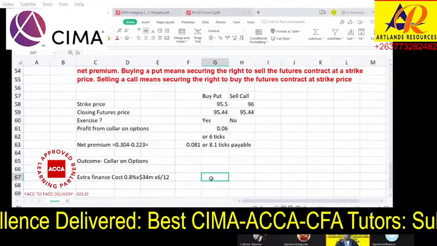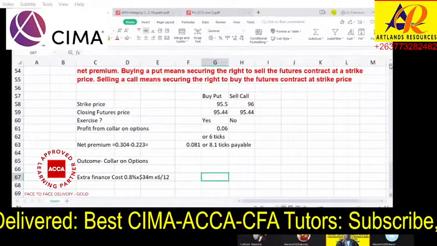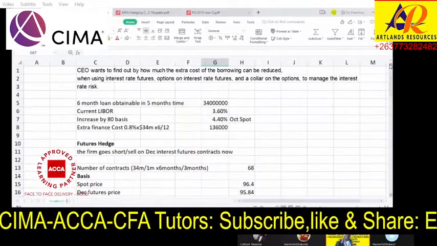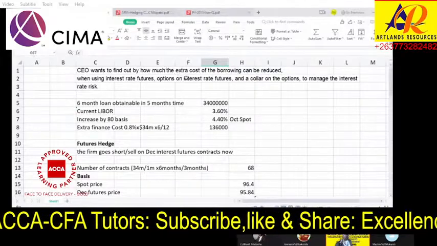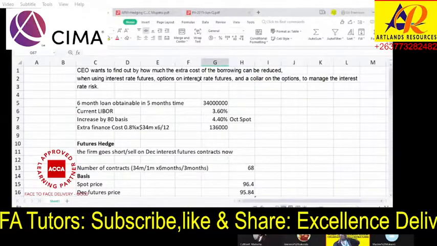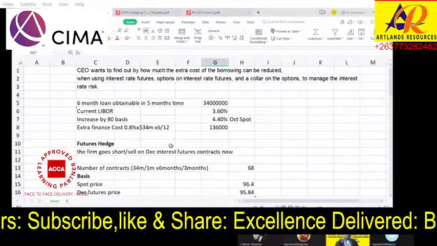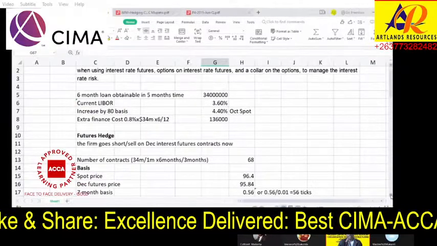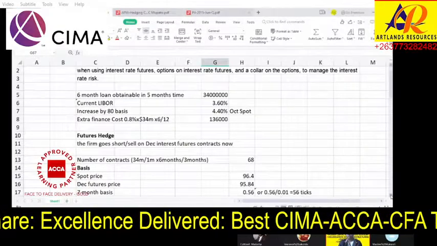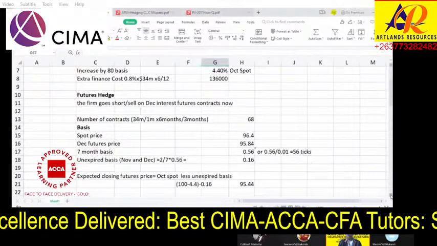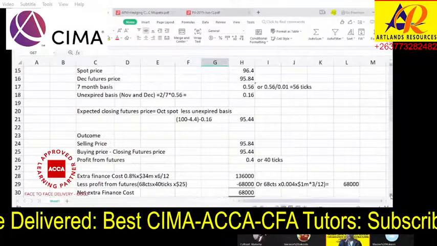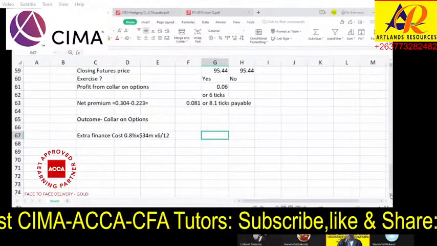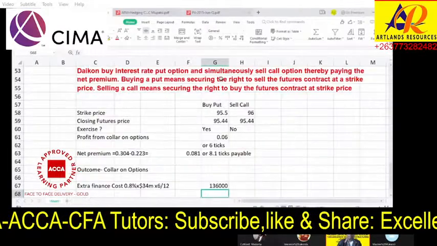extra finance cost. Why are we always saying extra finance cost? Because notice, the CEO says she wants to know by how much the extra finance cost of borrowing can be reduced. So you need to know what is the extra finance cost. We calculated it. If interest rate increased by 80 basis points, the extra finance cost will be 136, that is still the extra finance cost.